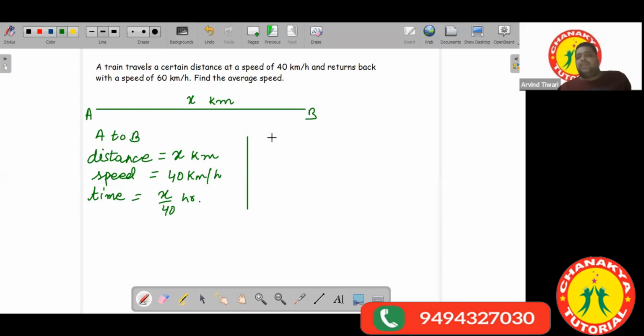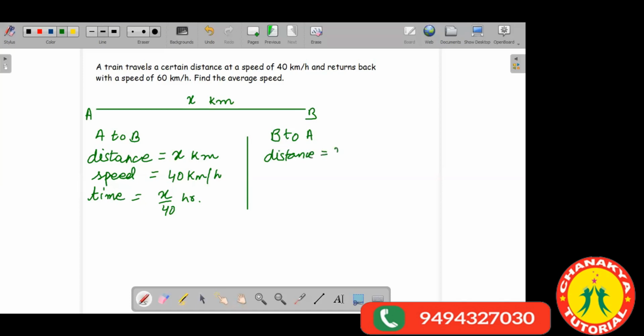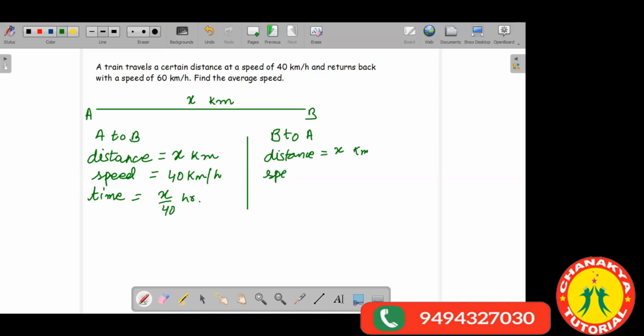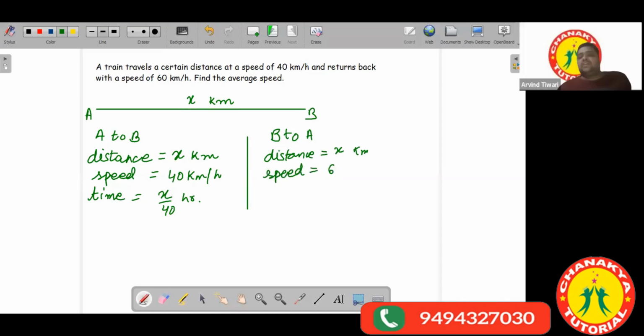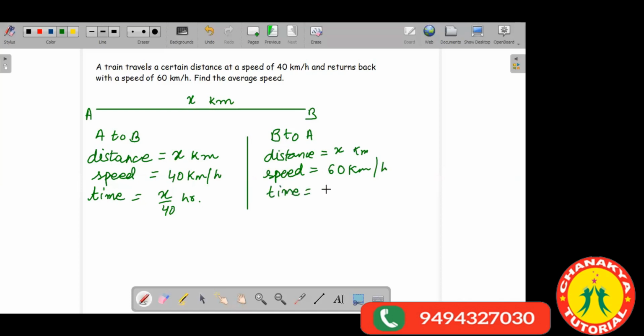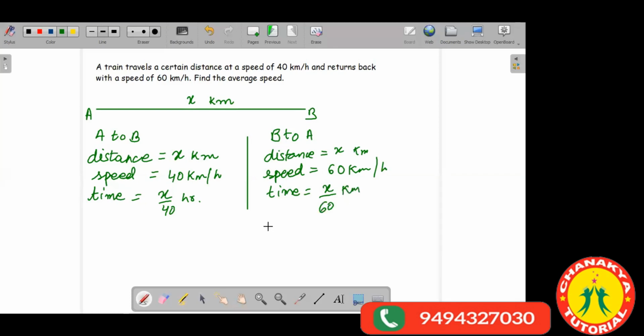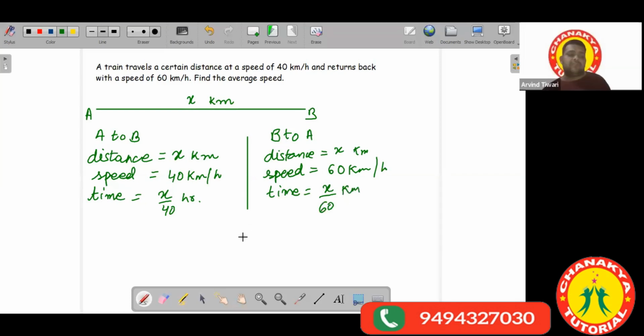Then from B to A, we have the same thing. What is the distance traveled? X km. Okay. And what is the speed? 60 kilometer per hour. What is the time? X by 60 hour. Do we have to subtract both the speeds? No, why do we have to subtract? We don't have to subtract them.